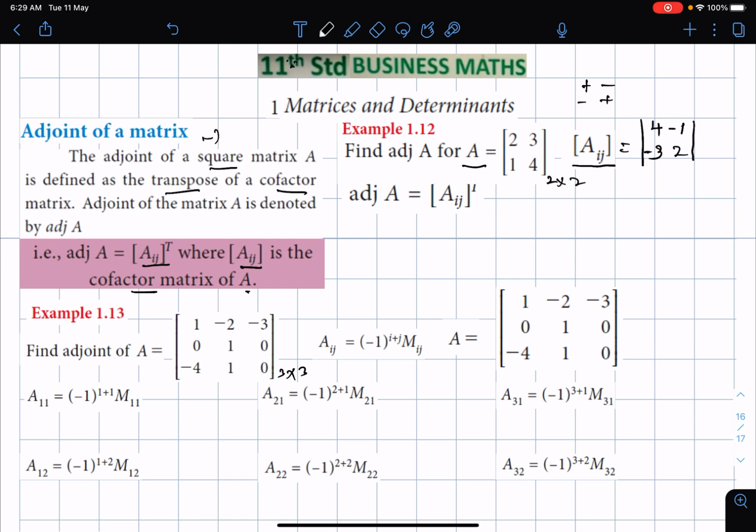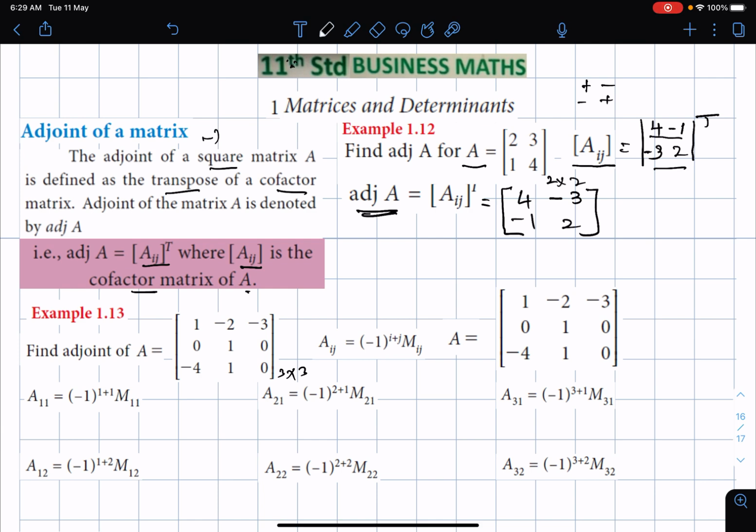Now this is the completed cofactor matrix of A. Now we are going to take the transpose of this matrix. What is a transpose? You write the columns as rows, or the rows as columns. Taking the first row, 4, minus 1, it becomes the column 4, minus 1. Now taking the second row, minus 3, 2, it becomes the second column. So this is the adjoint A. This is the final answer.